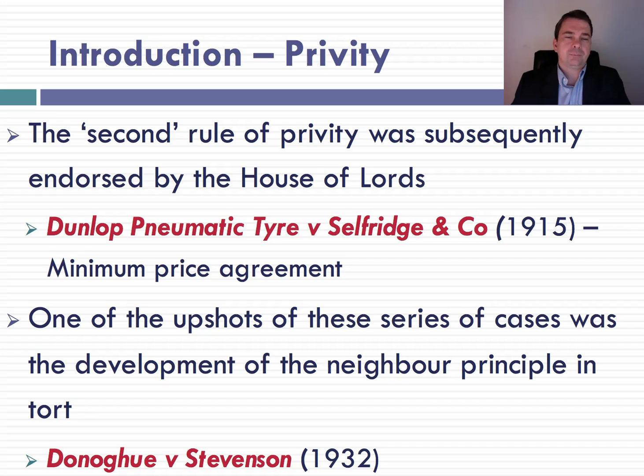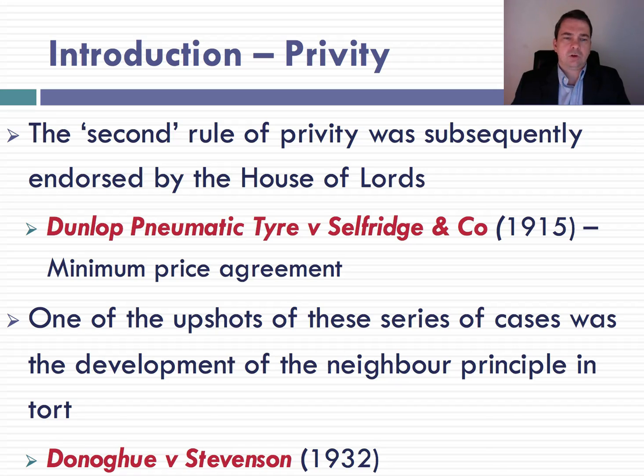Tweddle v Atkinson was a decision of the High Court. Some years later, the House of Lords had an opportunity to either reject or endorse the view which was espoused in Tweddle v Atkinson. And in fact, the House of Lords fully endorsed the view taken in Tweddle v Atkinson, namely that a party who was not part of a contract, not a party to the agreement, was not able to sue upon it. In other words, the second rule of privity was endorsed by the House of Lords, and this happened in the case of Dunlop Pneumatic Tyre v Selfridge.